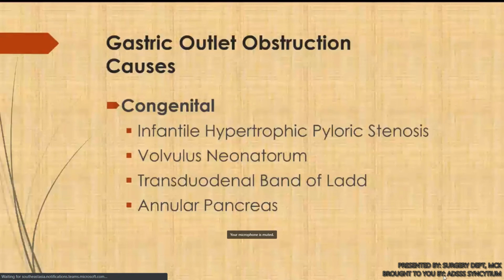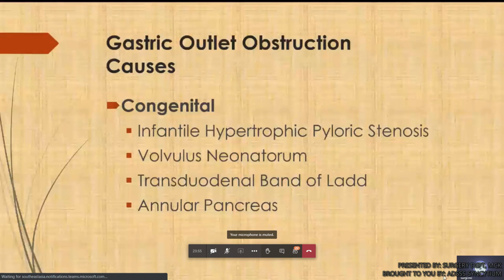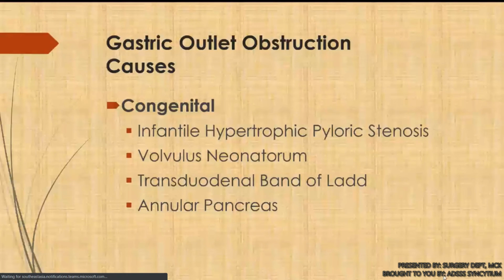There are congenital causes. Among the congenital causes, infantile hypertrophic pyloric stenosis is one of the common causes of gastric outlet obstruction in neonates. In children, though it is a congenital condition, the clinical features don't arise before 3 weeks. It is 3 to 6 weeks when the patient develops the clinical features. There is projectile vomiting, and the vomitus doesn't contain bile.